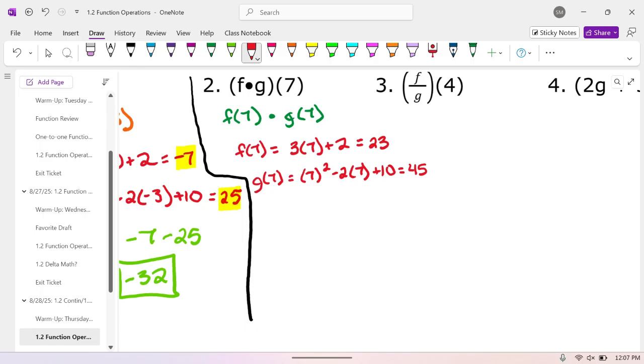All right, what'd you guys get for f of 7? 23. 23. What'd you get for g of 7? I still got 45. 25. It's 45. So another way you can do it, if your calculator fails you, is a quick one you can do in your head. 7 squared is 49 minus 2 times 7, which is 14. So 49 minus 14, that's 35. Plus 10, 45.